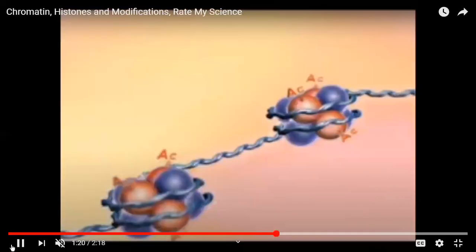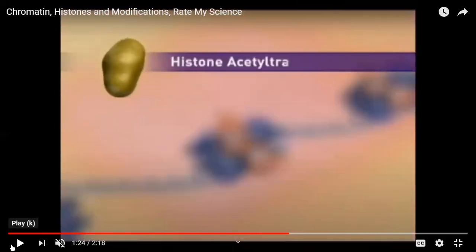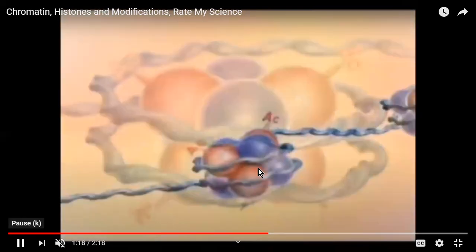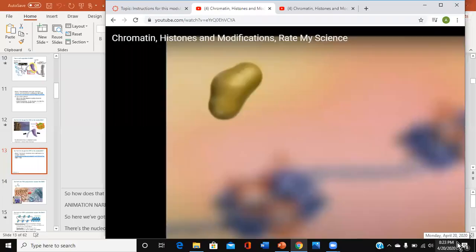And when the acetyl groups are attached to the histones, they also sort of unwind the chromatin and separate the nucleosomes from each other. So there's room for RNA polymerase in there. And there's room for RNA polymerase here between the histones. So not only can the RNA polymerase fit in and access the DNA around the histones, but it can also access the DNA between the histones.